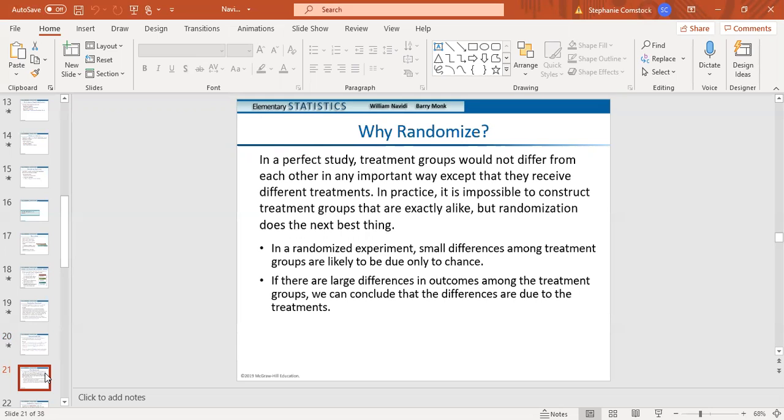So the best thing we can do is randomize, because when we do the randomization, if we see small differences amongst treatment groups, it's probably only due to chance. Whereas if we see large differences, then that's probably due to the treatments, because we have similar makeup within the groups.